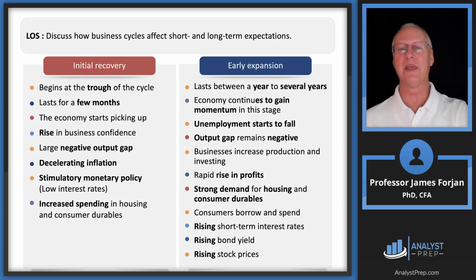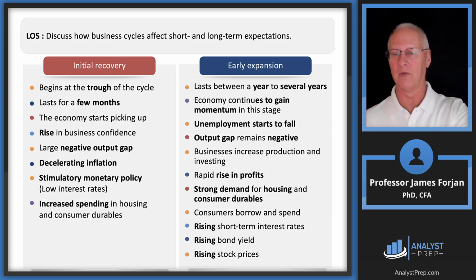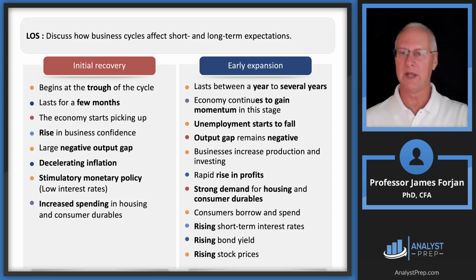All right, so early expansion, this can last for a few months, maybe a year, maybe several years. We've had this several times during my lifetime. The economy gains momentum, and the unemployment rate starts to fall. The output gap remains negative, however, but there's probably going to be a rapid rise in profits. So strong demand for housing, so interest rates are rising, that means bond yields are rising, and it probably means stock prices are rising in early expansion. Most likely those rising stock prices are the result of companies finding positive net present value projects, which means that GDP is starting to grow, right?